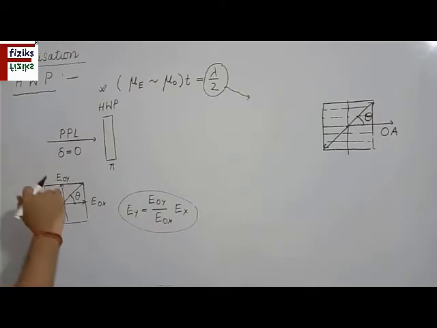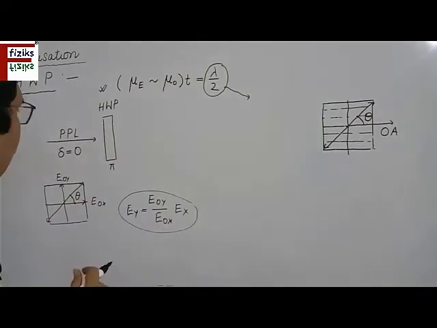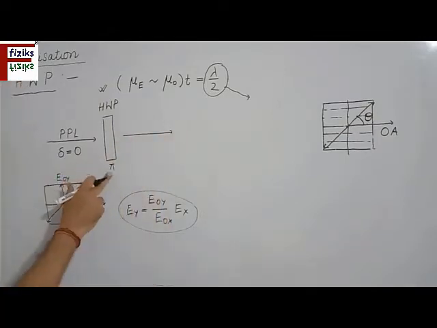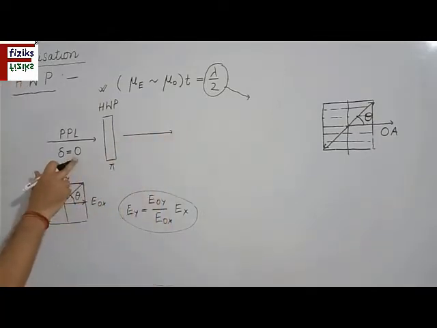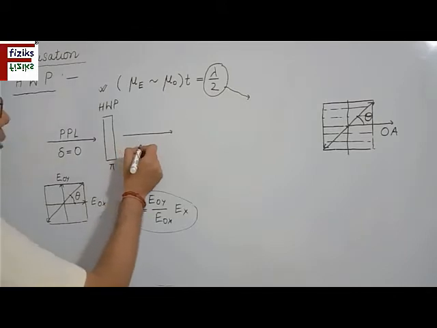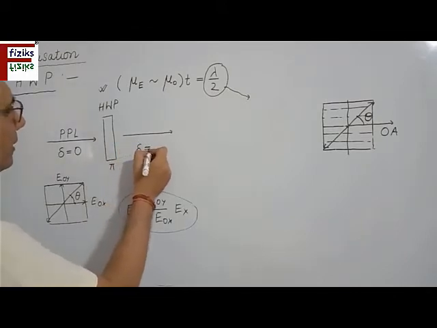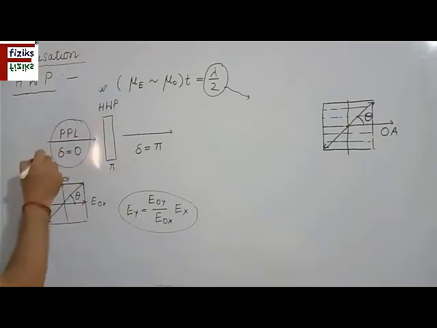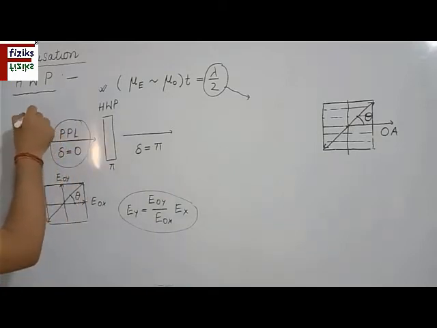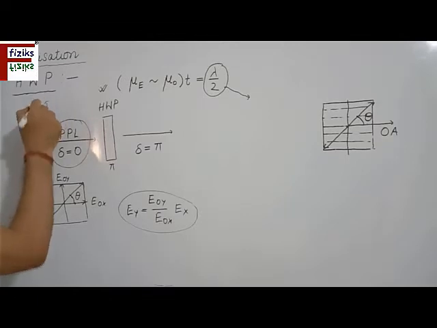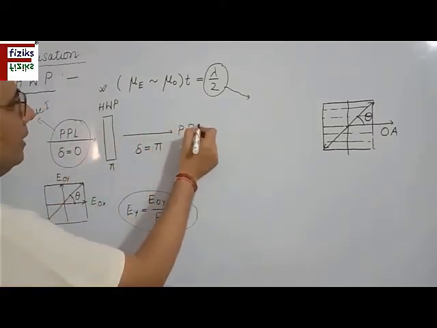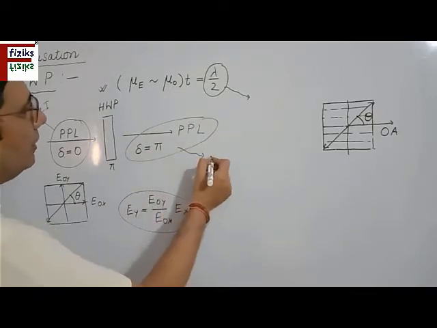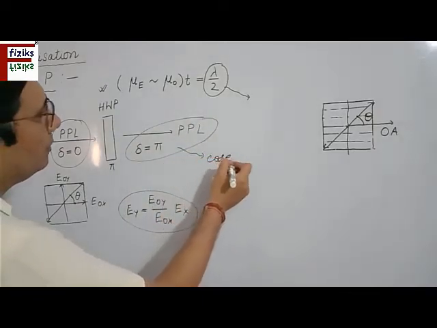When this plane polarized light is incident on this half wave plate, then this half wave plate introduces a phase of pi. So this will be 0 plus minus pi. So here at this place delta will be equal to pi. So here we have plane polarized light of case 1. And here again we will have PPL, but here delta is pi. So this belongs to case 2.